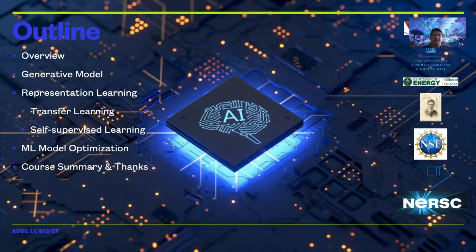First we'll give a quick overview of the machine learning model, and then we will discuss generative models, and then we will spend some time talking about representation learning. Then I will talk about how to optimize neural network models. And lastly, I will give a summary of the course.